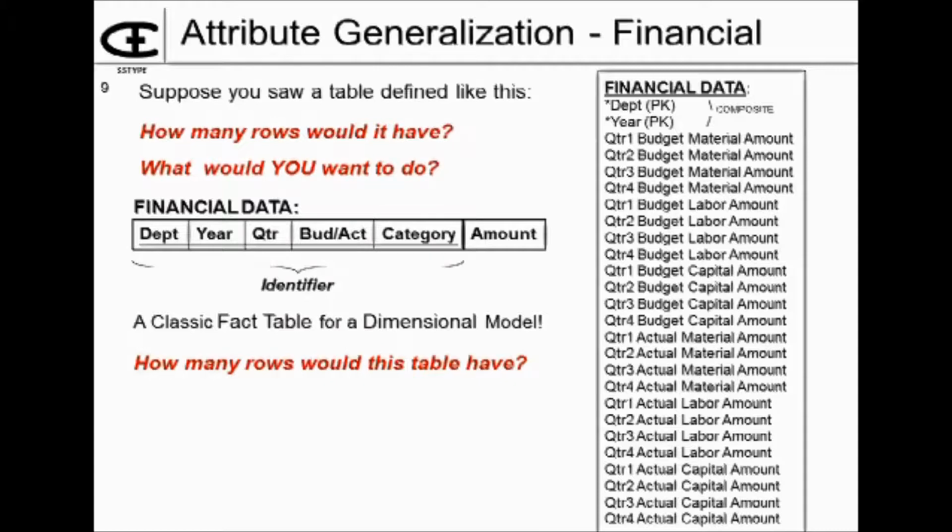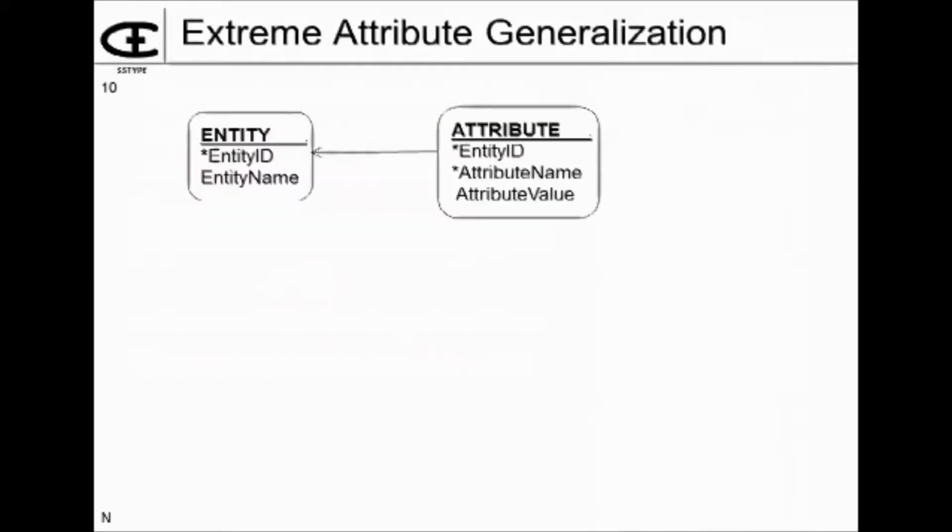Now, for those of you who care, in the dimensional model or star schema, that is precisely the fact table. And it's got those 5 dimensions, every fact that's in the fact table. So, the extreme for attribute generalization, because you can keep going up and up and up in this generalization hierarchy.